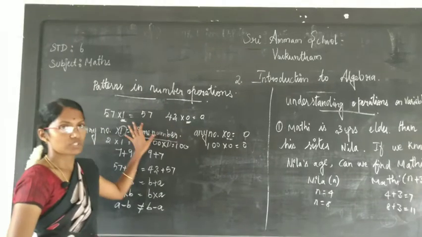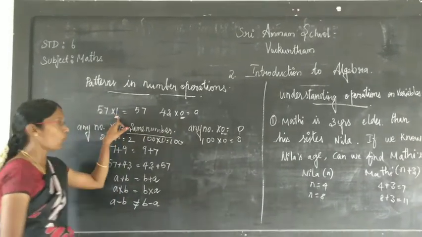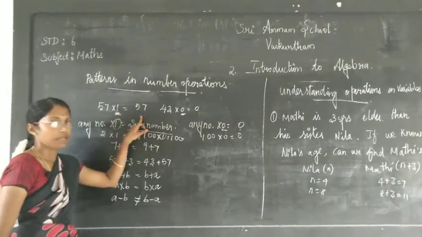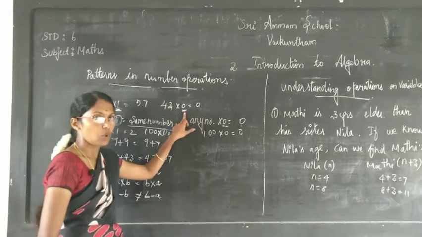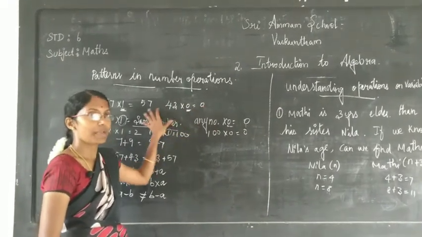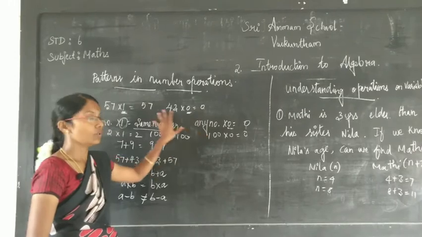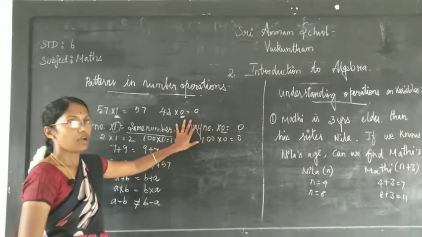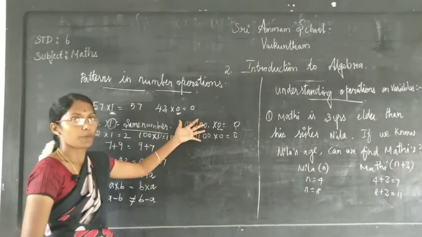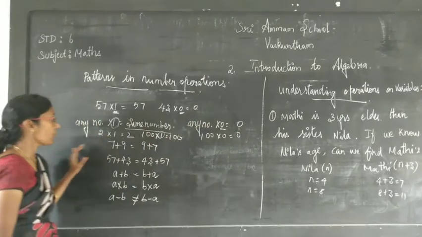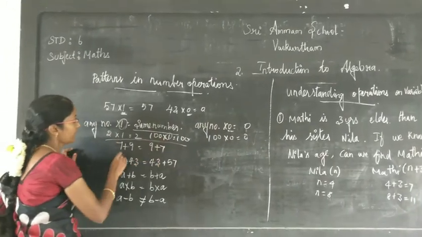Any number multiplied by 0 gives 0. Okay, don't get confused here. If any number is multiplied by 1, you get the same number. Any number multiplied by 0, you get 0. So this is the basic concept. Okay, you have to use this in any kind of operation.